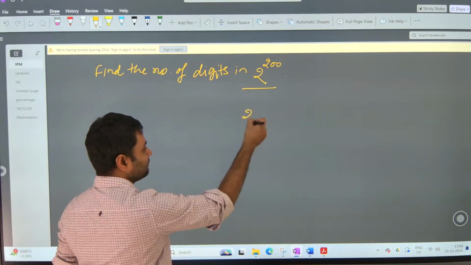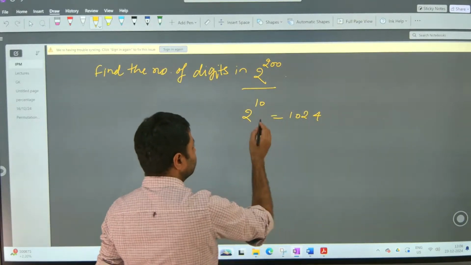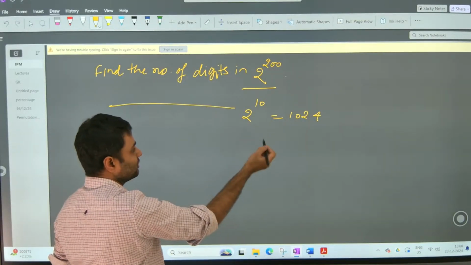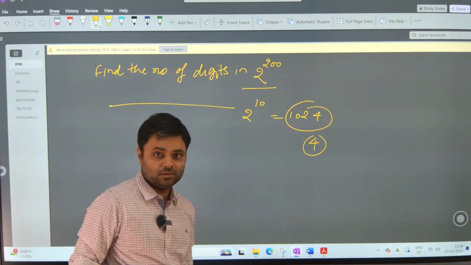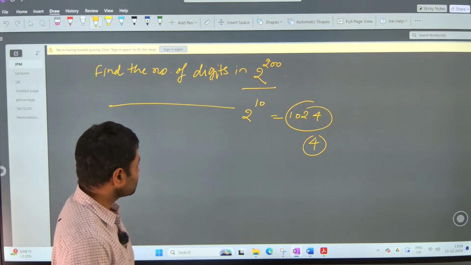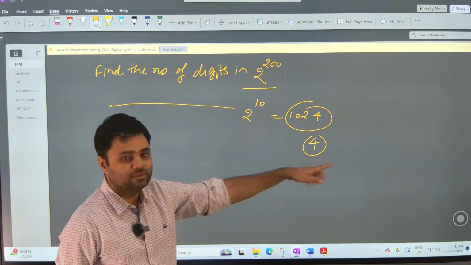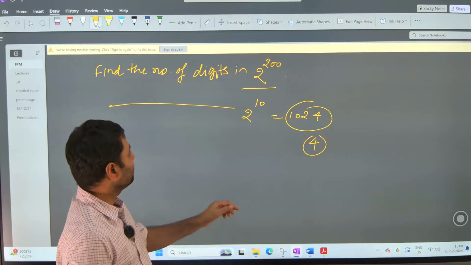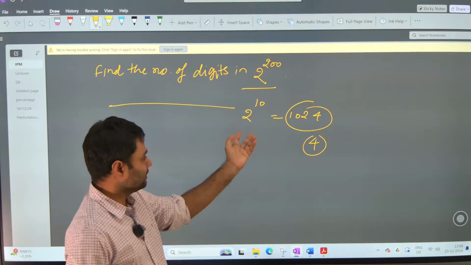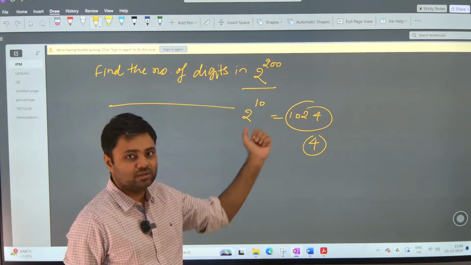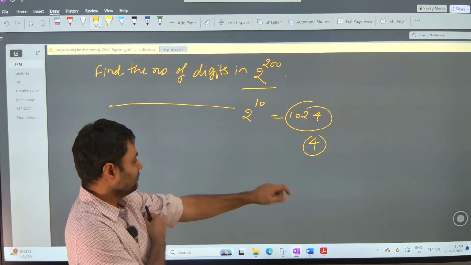For example, if we expand 2 raised to 10, it is 1024. So if the question is find the number of digits in 2 raised to 10, then the answer will be 4 digits because 1024 is a number with 4 digits. Similarly, we need to find the number of digits in 2 power 200, right? Because 2 power 10 is common knowledge, the expansion is 1024, hence the number of digits is 4. That is why we can easily answer this.